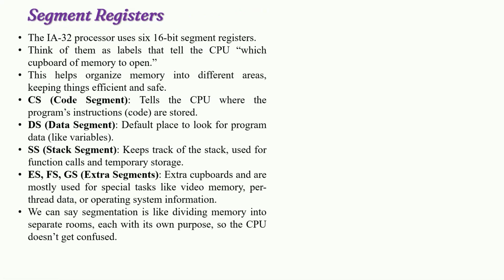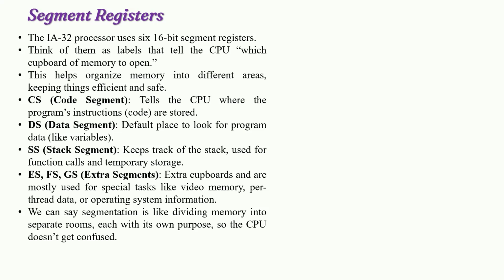Now let's talk about segment registers. Intel architecture 32-bit has 6 of them. To make this simple, think of memory as a big apartment building. Each segment register is a door label telling the CPU which room to enter. For example, CS, called the code segment, points to the room with the program instructions.